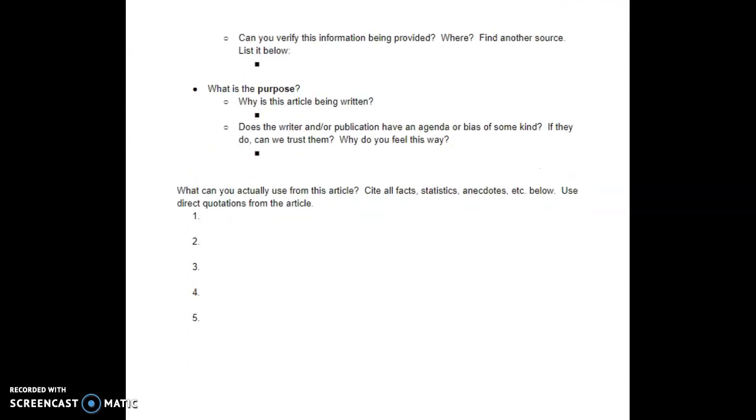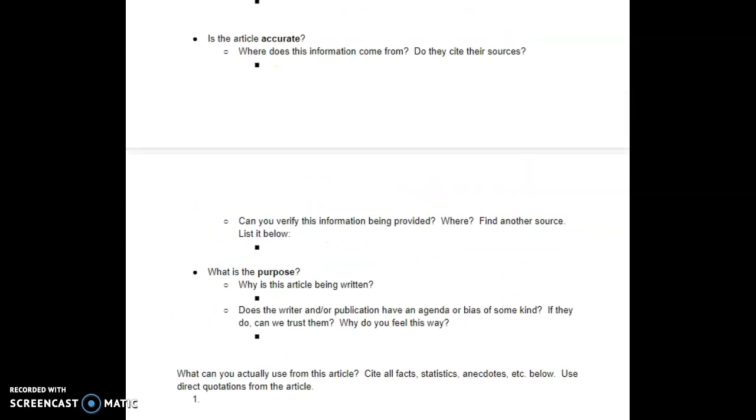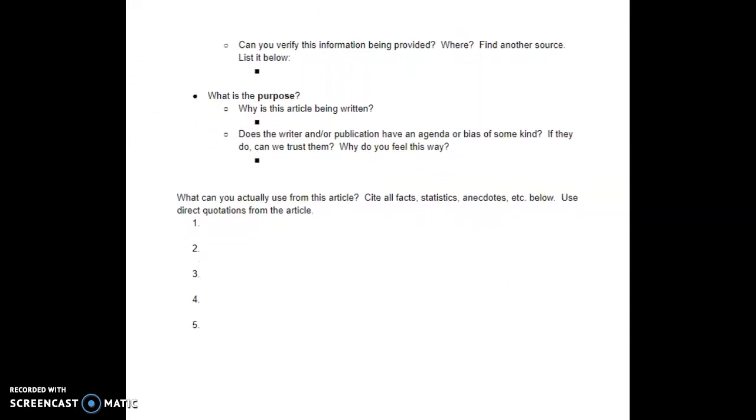So the next thing you need to ask yourself is, can you verify the information being provided? Find another source. If you see an interesting fact, a statistic, whatever it might be, try just Googling that fact or statistic and see if you can find it somewhere else. Or if they did cite their sources, then all you need to do is plug in where they cited, because they've done the work for you.